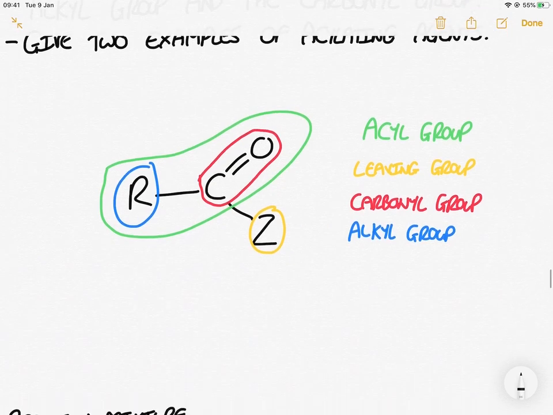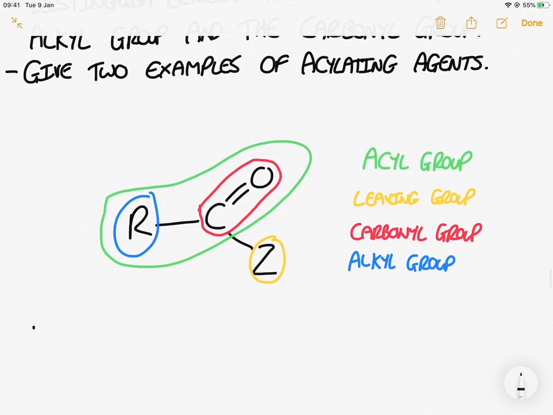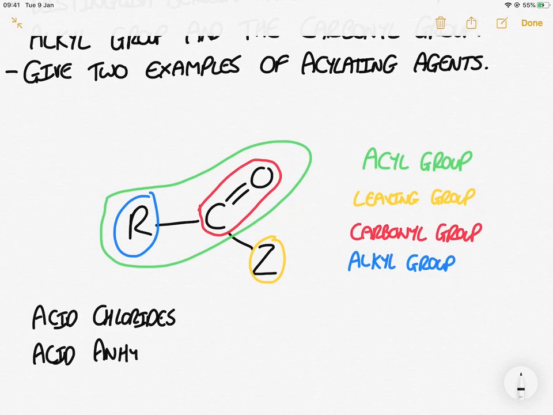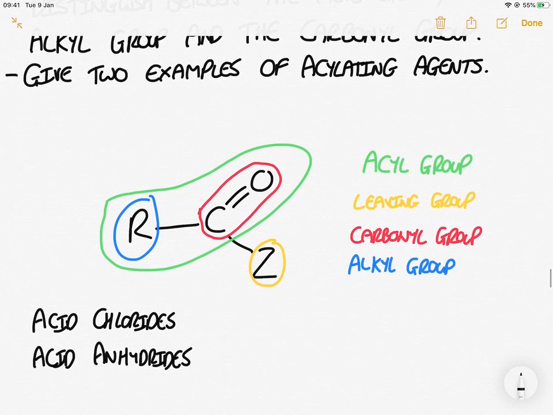So then, two examples of acylating agents. First one is acid chlorides, for example ethanoyl chloride. Second one is acid anhydrides, for example ethanoic anhydride. So that's lots of stuff that we knew already, and a lot of that's going to be useful even though the mechanism for this acylation is different.